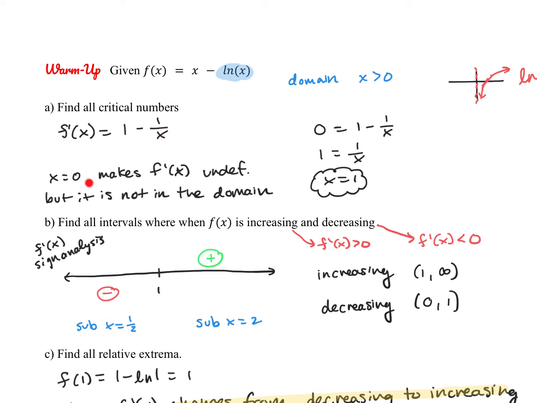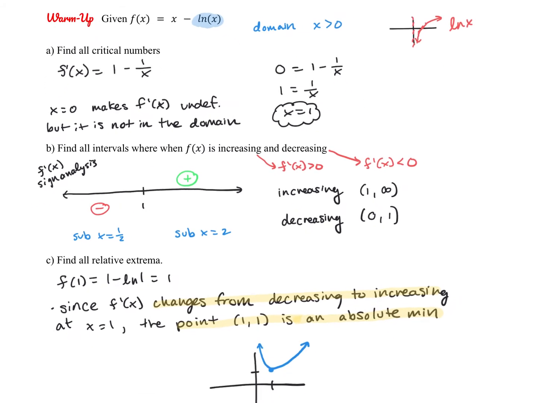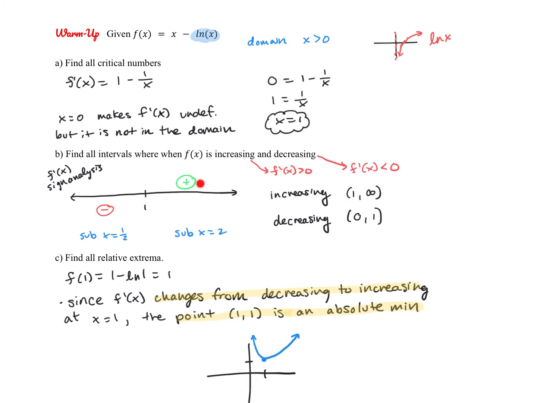Although x equals 0 would make our function undefined, it's not part of our domain, so it wouldn't be considered a critical number. But we can find when our derivative is equal to 0, and that's when x equals 1. So we know that that's a critical number, so it might be where our graph changes from increasing to decreasing or vice versa. We know that sometimes maxes or minimums occur at these critical numbers, sometimes they don't.